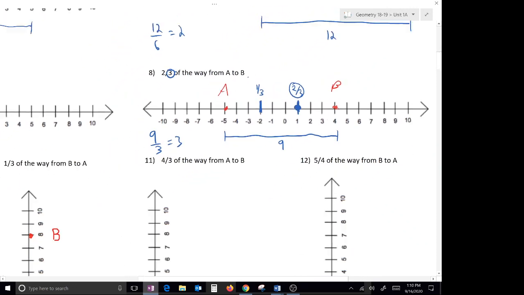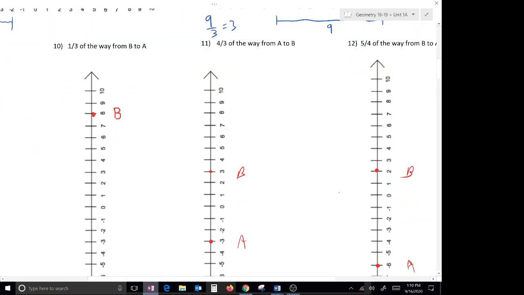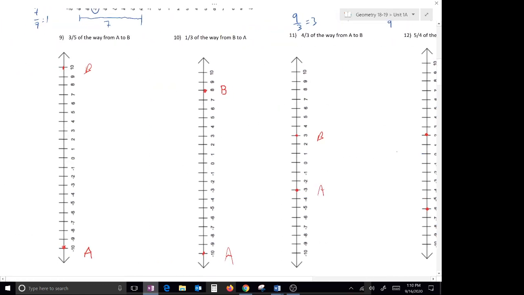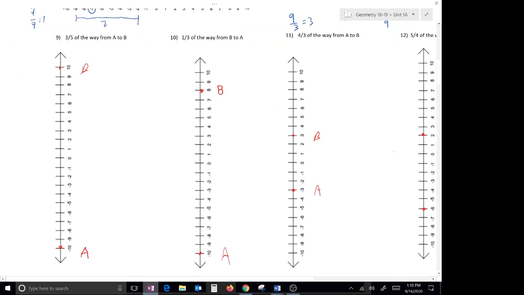Alright, we're going to do the same thing, but we are going to do it on vertical lines. Okay. So the first one, from A to B, from -10 to +10, that is a total distance of 20. Because it takes 10 units to get to 0, and another 10 units to get to 10. Well, 20 divided by 5 equals 4. So that means we're going to partition every 4 units.